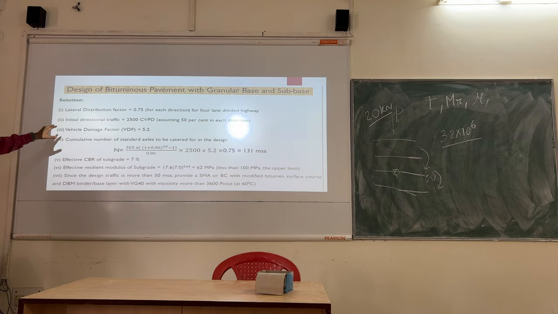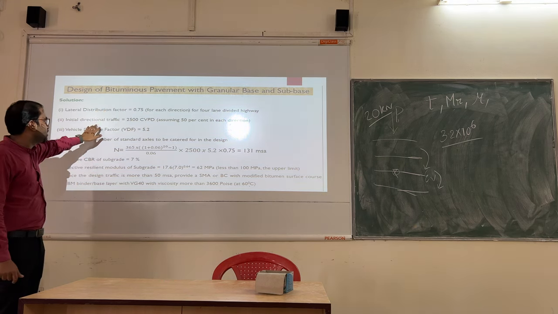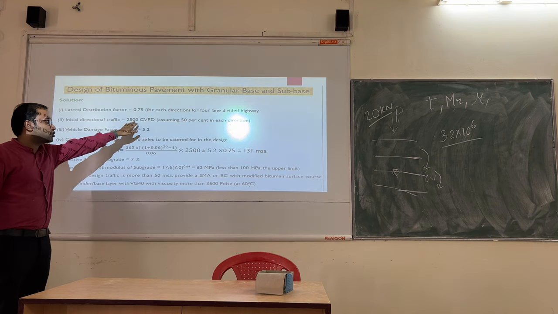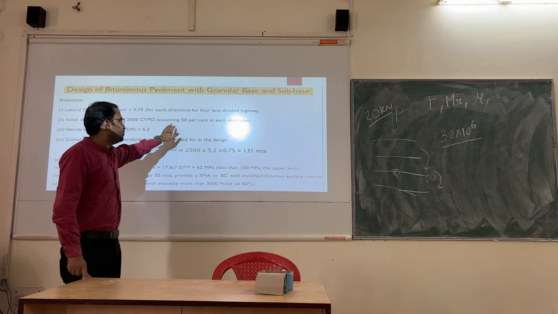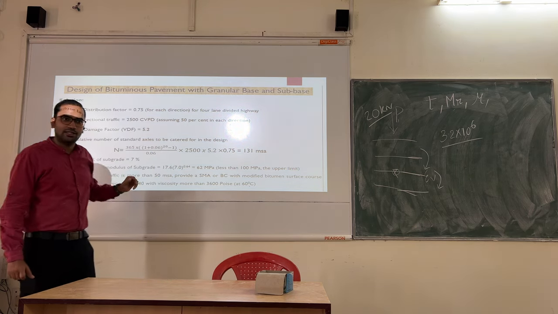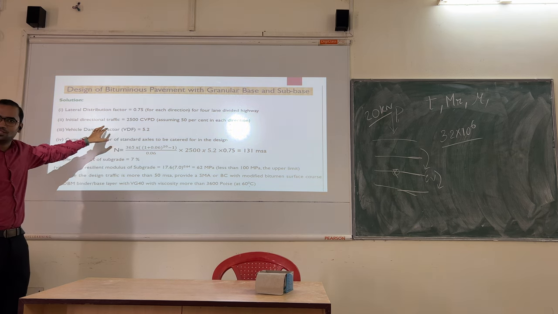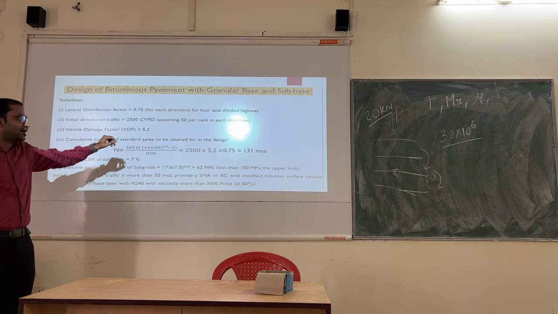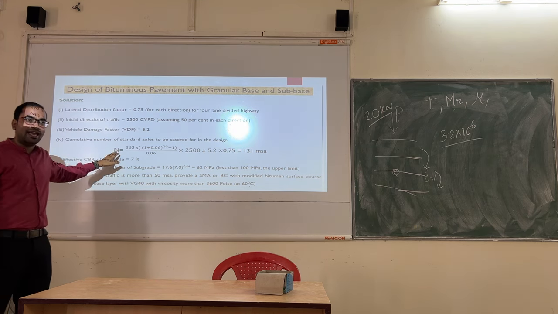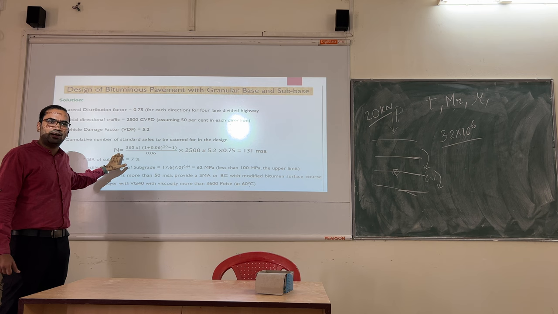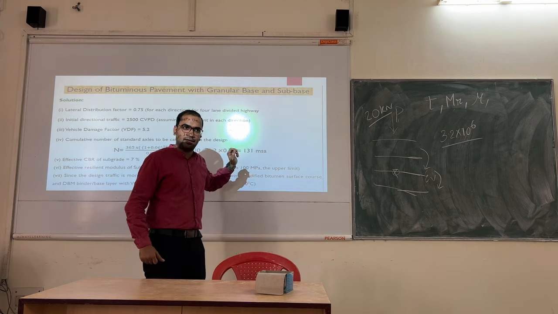What is your first step? To evaluate the lane distribution factor from the code. Then, based on the lane distribution factor, it is mentioned that you have to assume 50% in each direction. That's why you have considered 2500 CVPD, commercial vehicles per day. A vehicle damage factor of 5.2 is given. Then you have to calculate N, the cumulative standard axles. So you have got the value of 131 MSA.